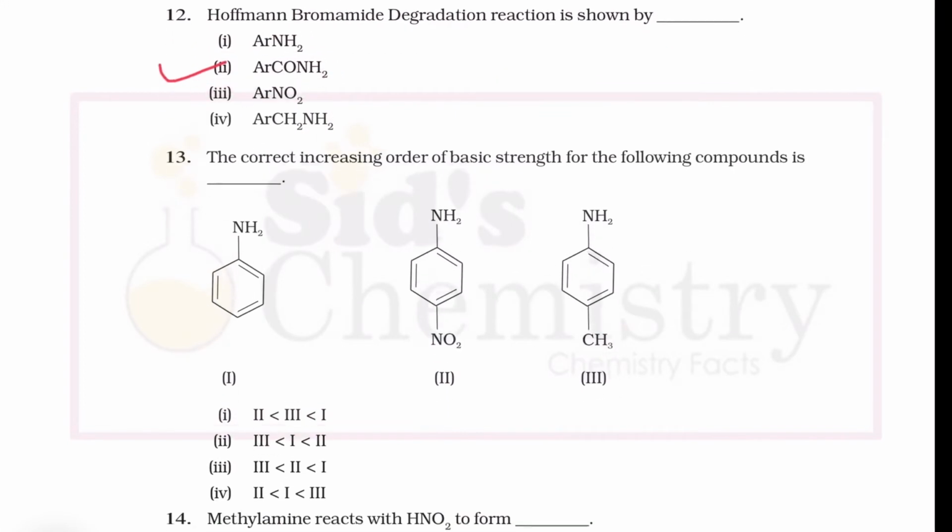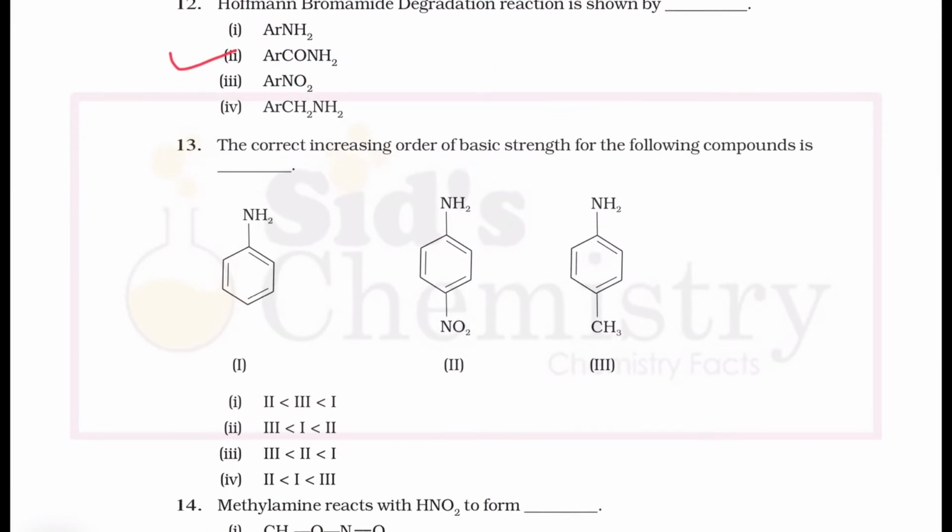Now coming to question number 3. The correct increasing order of basic strength of the following compounds is. Dear friends, an amine can be basic only when it can donate its lone pair of electrons. So we have to select the one which is the lowest lone pair donor, go to the highest lone pair donor, and thereby find out the increasing order of basicity.